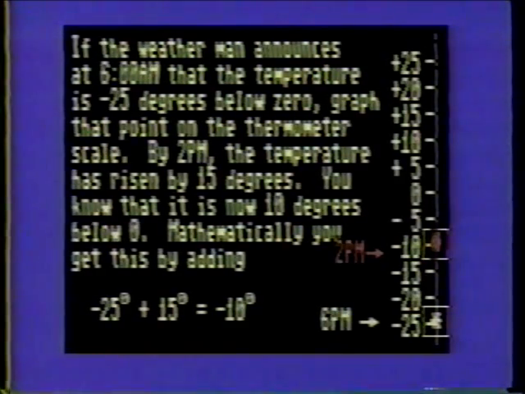If the weatherman announces at 6 a.m. that the temperature is minus 25 degrees below zero, graph that point on the thermometer scale. Note, this temperature is in yellow. By 2 p.m., the temperature has risen by 15 degrees. This temperature is in red. You know that it is now 10 degrees below zero. Mathematically, you can get this by adding negative 25 plus 15 is negative 10.